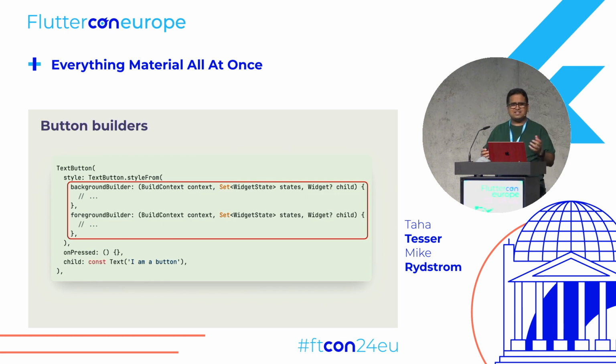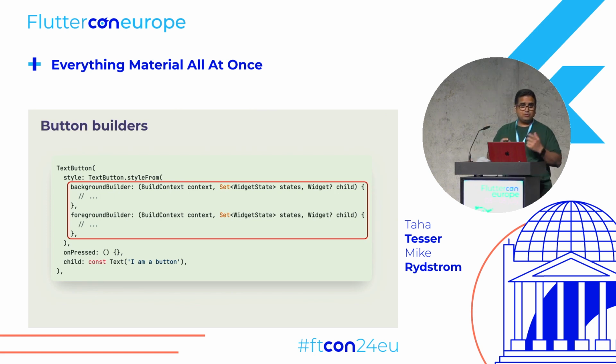You would have to use stack, you would have to use your own inkwell, your own gesture detector, and then you will create this button that resembles a button. But now, you don't have to do that. You just use any text button, fill button, elevated button, any kind of button, material button. In the style property, you get background builder and foreground builder.